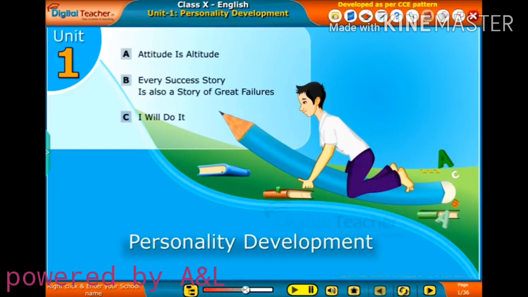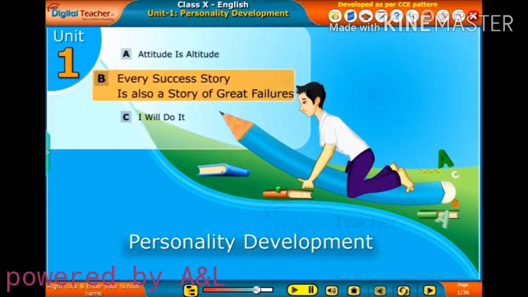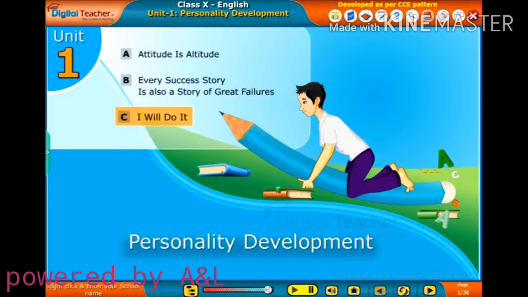They are: A. Attitude is altitude. B. Every success story is also a story of great failures. C. I will do it.